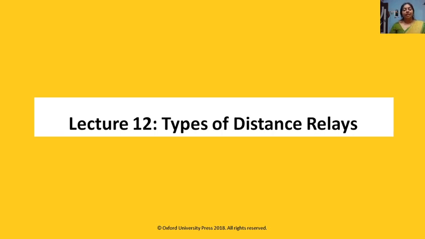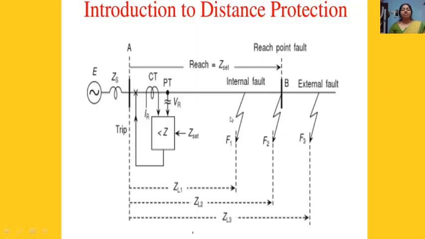Welcome to our 12th lecture, and this lecture is based on types of distance relay. In the last lecture we have seen the distance relaying scheme and how the distance relay operates. In that we have seen that a distance relay requires two operating quantities, voltage as well as current. Current comes from the current transformer, voltage from the potential transformer, and that is given to the relay.